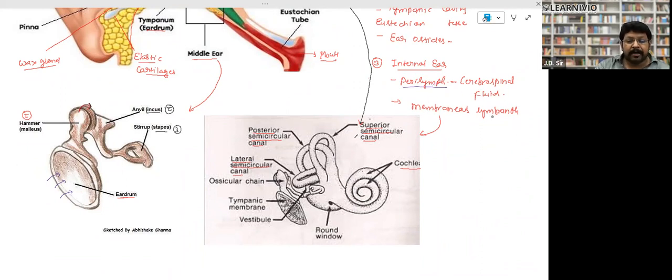Then the membranous labyrinth. This organ, this cochlea, is made up of pipeline-like structure, a membrane system. There are three folded pipelines: superior semicircular canal, posterior semicircular canal, and lateral semicircular canal. So there are three semicircular canals, and this part is called cochlea, right? Then vibration reaches the semicircular canal, and finally vibration reaches the cochlea.